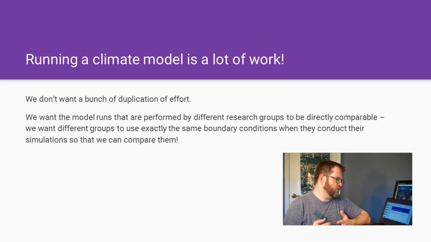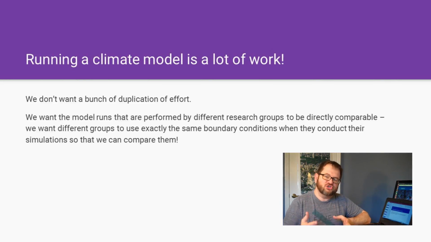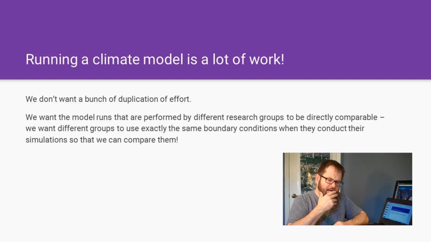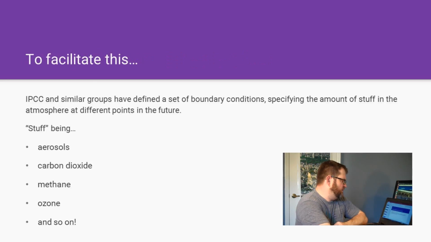You need to make sure that you don't have a lot of duplication of effort. You want to make sure that the model runs that are run by different research groups are comparable with each other. You want to make sure that they are using, for example, the same boundary conditions when they conduct their simulations. That way you can take the research you did on the climate model at Creighton University and compare it to the model run that somebody else did at the UK Met Office, the Meteorological Agency for Great Britain. If you can't compare them because they don't have the same boundary conditions, that's a problem. You can't really directly compare the two models. We need some coordination here as to how this is all going to work.